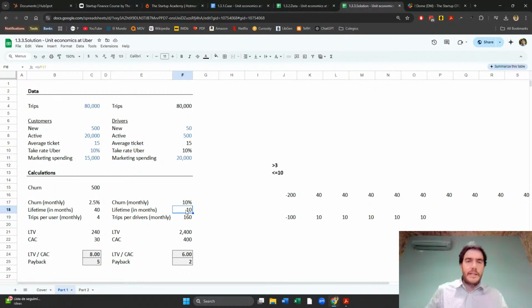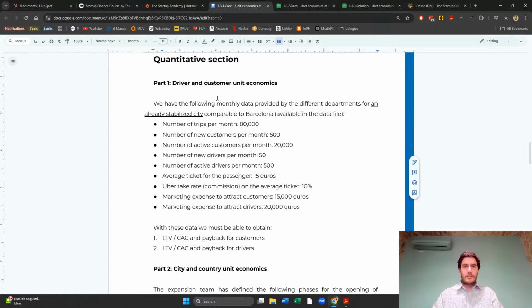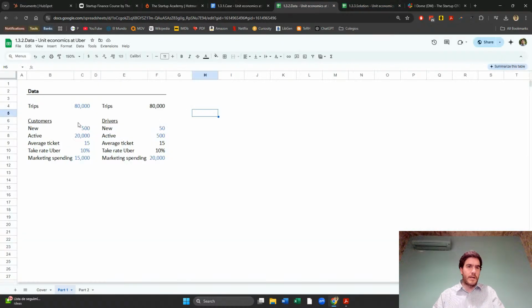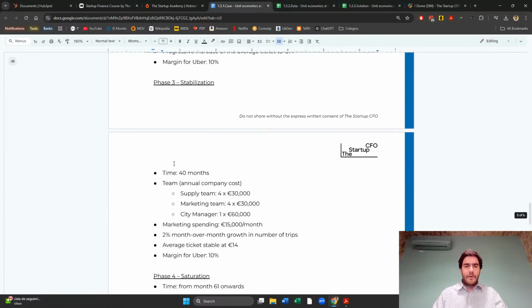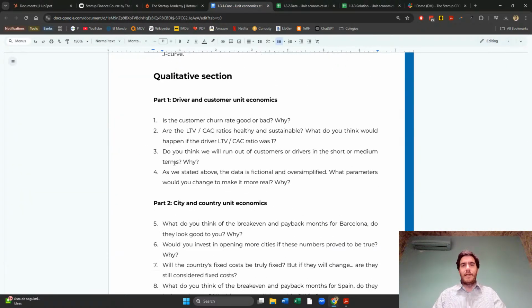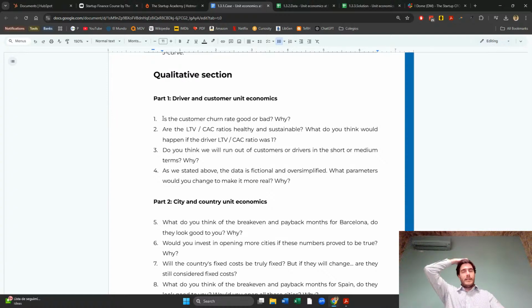Okay, all this is on the units, customer and driver. And by the way, here is the quantitative section in case you want to build it from scratch. Like I said at the beginning, now it will be easier. And down here is the qualitative section. And this is the one that you guys will need to either send in advance or connect to the class in order to get credit.